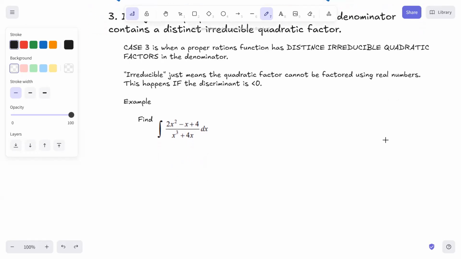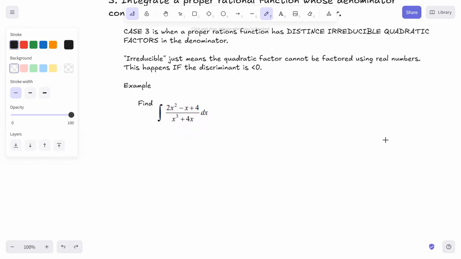Now, when we talk about irreducible, it just means that the quadratic factor cannot be factored using real numbers. If that happens, then the discriminant is going to be less than 0. Remember, the discriminant is the b squared minus 4ac part of the quadratic formula. And if that's less than 0, that ends up meaning you have a negative under the radical, which therefore indicates you have no real roots.